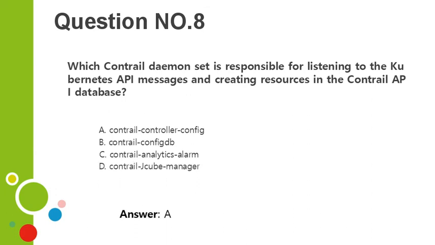Question number 8. Which Contrail daemon set is responsible for listening to the Kubernetes API messages and creating resources in the Contrail API database? A. Contrail Controller Config. B. Contrail Config DB. C. Contrail Analytics Alarm. D. Contrail JCube Manager. Answer: A.